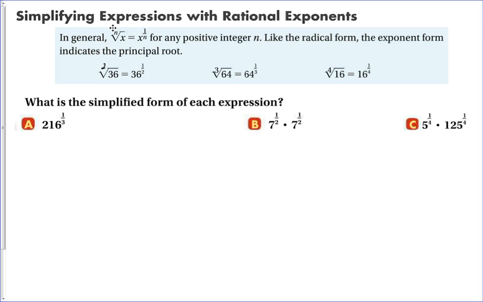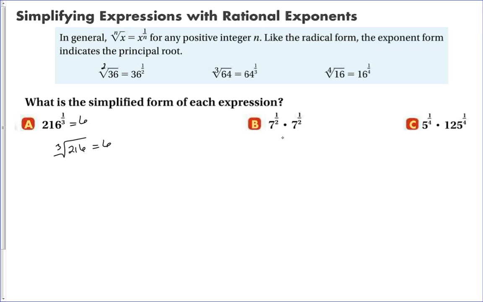So let's look at one. It says, what is the simplified form of each expression? Well, we know that 216 raised to the 1/3 power is the same thing as the cubed root of 216. Right? And if you take the cubed root of 216, you will find out that that equals 6. So 216 to the 1/3 power equals 6.